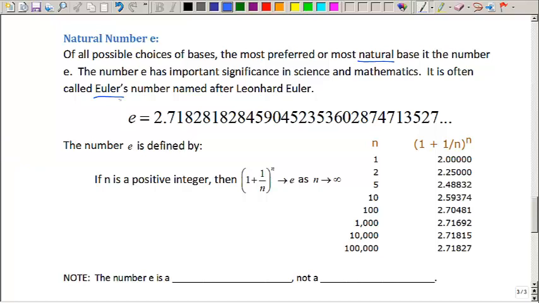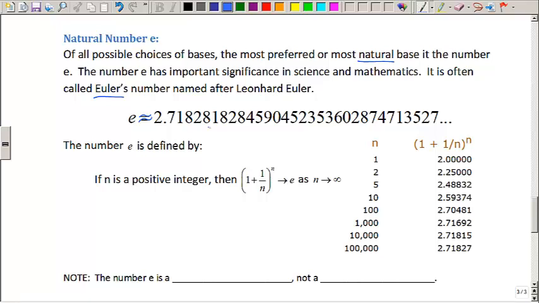It is named after Leonhard Euler. This number is approximately 2.7182818, and so on and so forth. Kind of like pi, it's an irrational number that keeps going on forever, never repeating. e is an irrational number. There's no repeats in e.